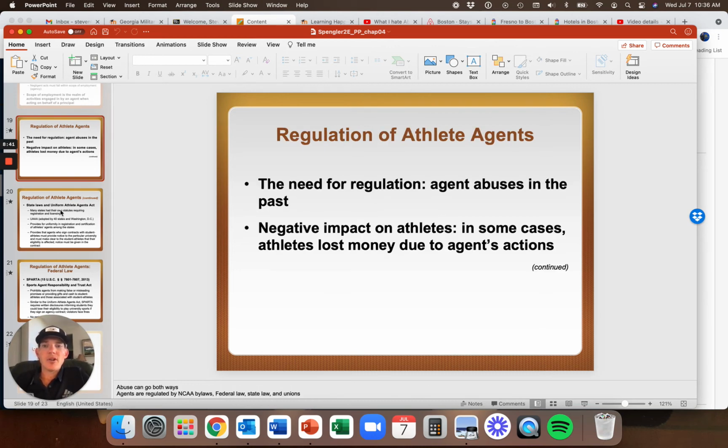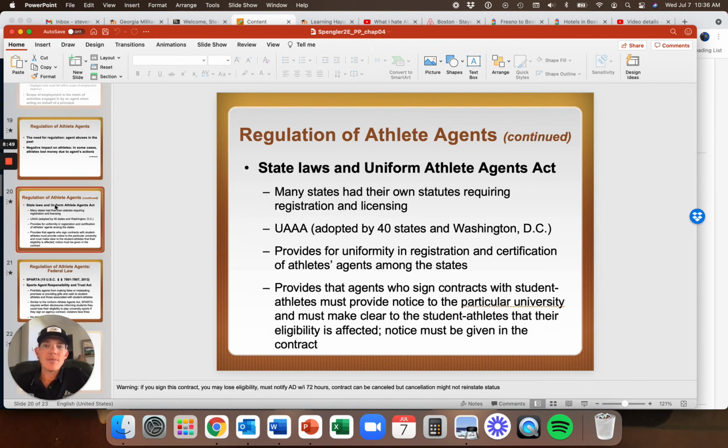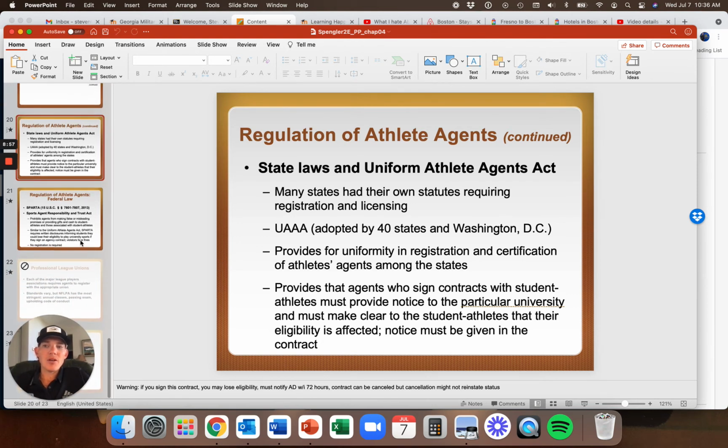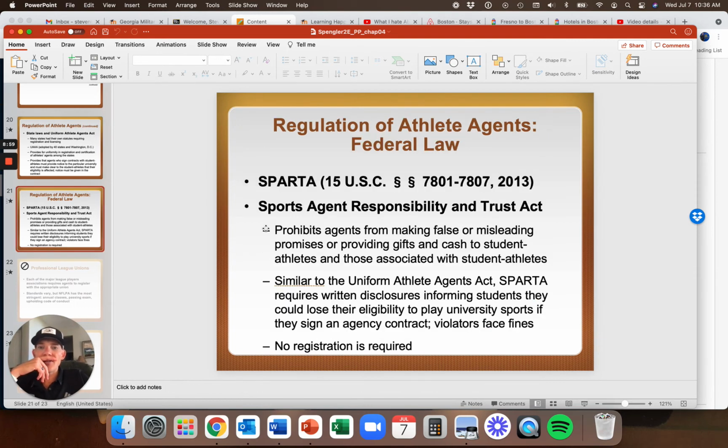At the end of the chapter, it talks about the regulation of athlete agents. This is where it gets kind of interesting, navigating our athletes. There's some state laws and uniform athlete laws to look into. These are kind of fascinating. I'm not going to go too deep into these. You can read. There's a case study on this, the Sparta case study.